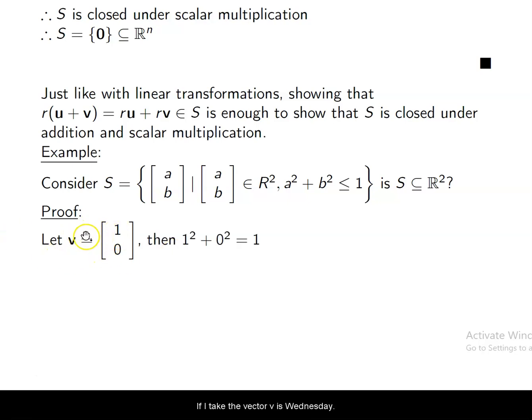So here, if I take the vector v is (1, 0), then 1 squared plus 0 squared is 1, which means that that is a vector inside of S.